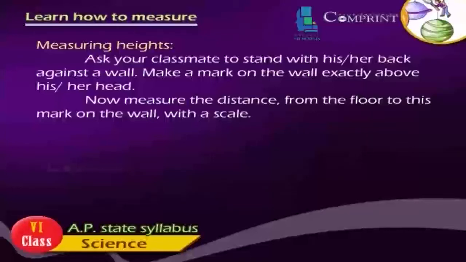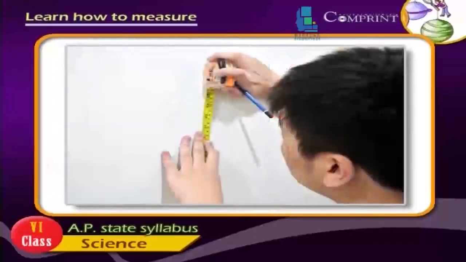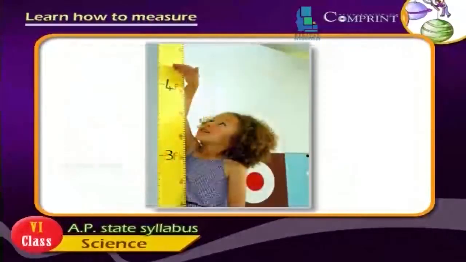Measuring height. Ask your classmate to stand with his or her back against a wall. Make a mark on the wall exactly above his or her head. Now, measure the distance from the floor to this mark on the wall with a scale.